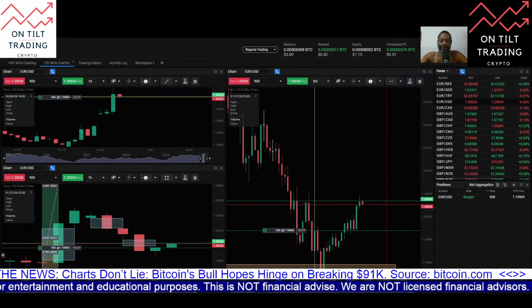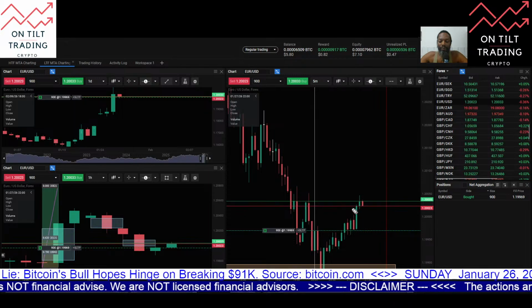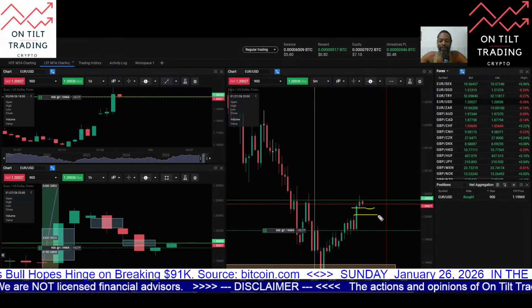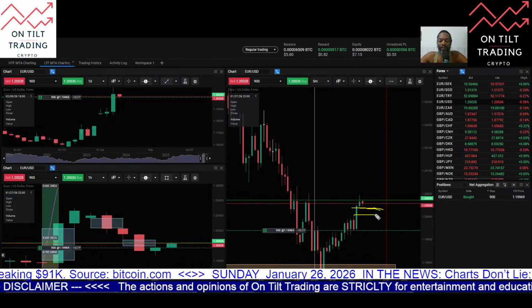Price pulling back. There's a bullish fair value gap here on the 5-minute chart. We'll see if price trades into it, and if it does, how it reacts.